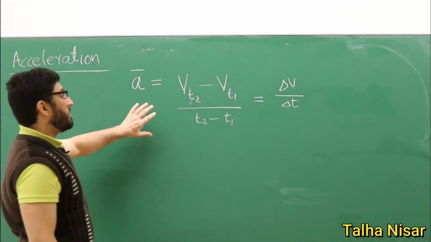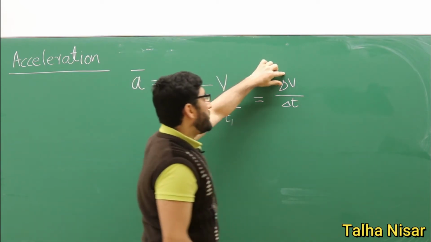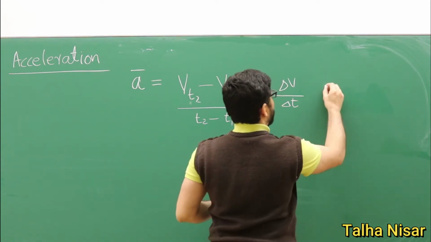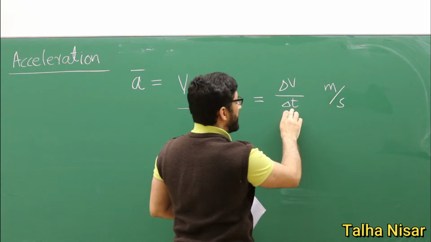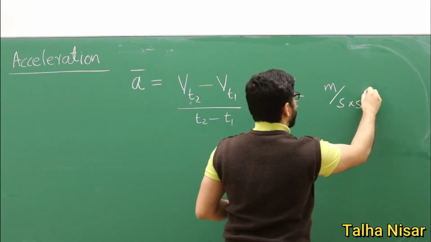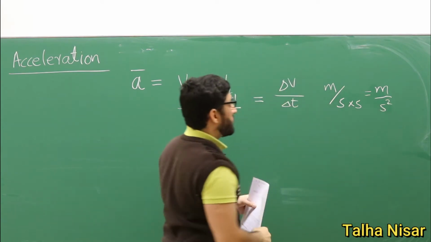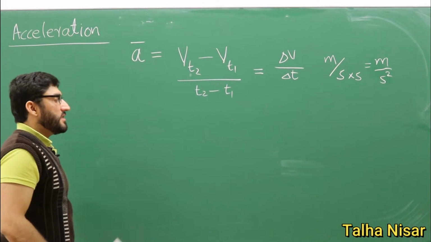So this is the average acceleration. We can see that the unit of the velocity is meters per second, but we have another second here, so we have meters per second squared. This is the unit in the SI unit system.